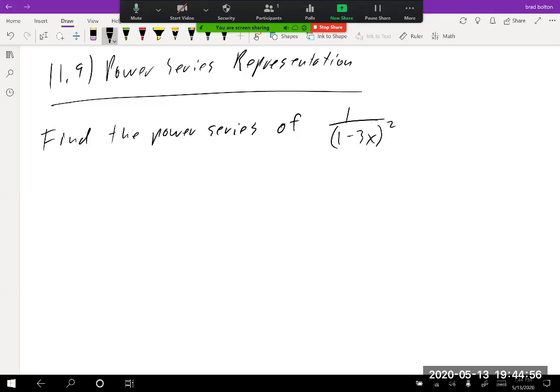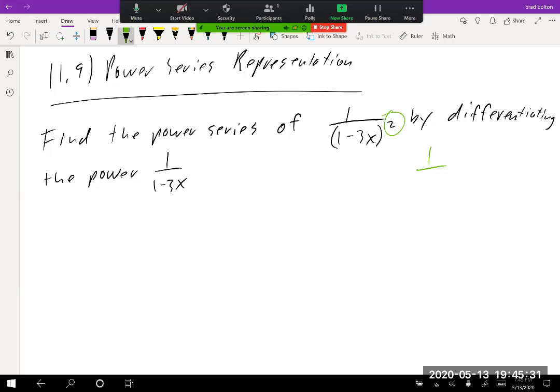So I want to find the power series of 1 over (1 minus 3x) squared by differentiating. You know what? Yeah, let's go ahead. I'll write this out as kind of a hint. The power series, 1 over 1 minus 3x. Okay, so I want you guys to kind of see how this is going to work. All right. So first problem is you have squared. So technically squared means 1 over 1 minus 3x times 1 over 1 minus 3x.